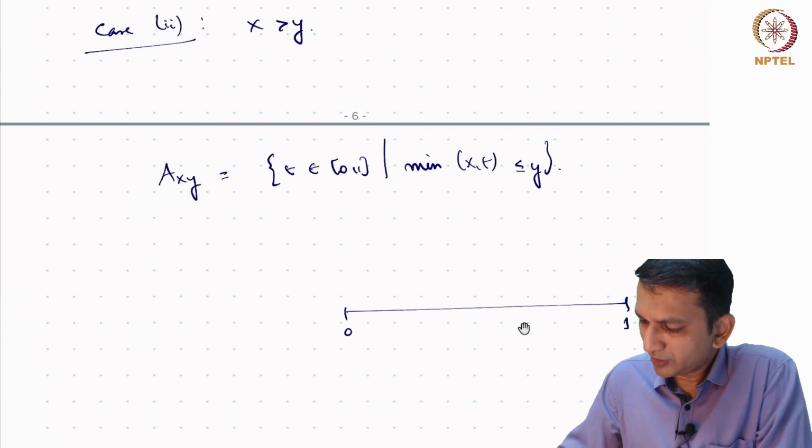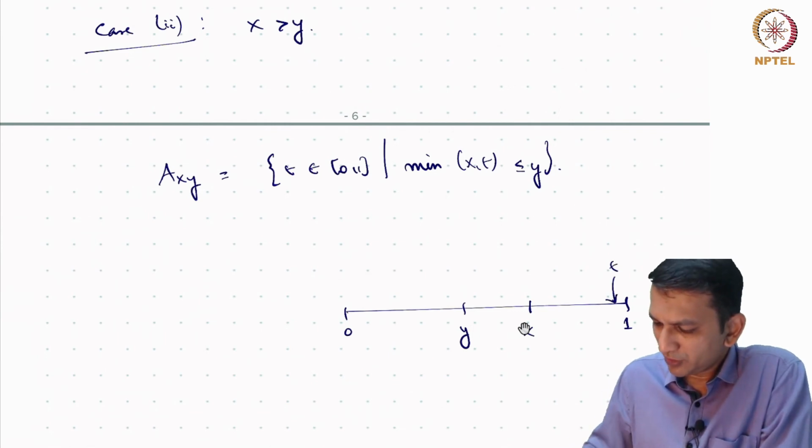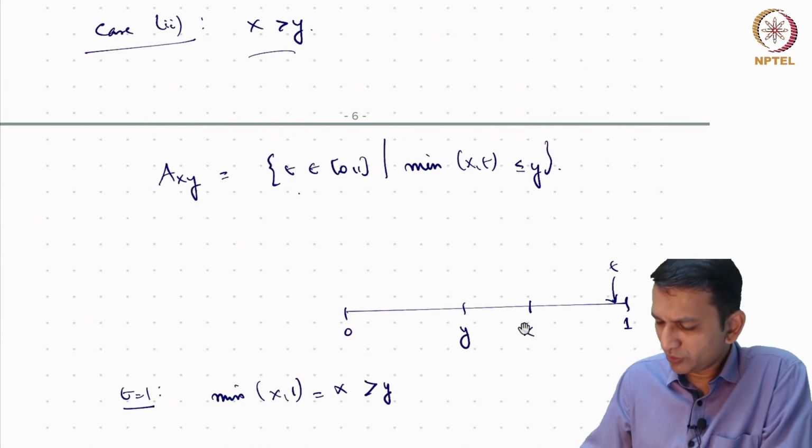Now y is here and x is here. Can I have t to be somewhere close to 1? What if t is actually equal to 1? Then we see that min of x comma 1 is equal to x, but it is greater than y under the assumption that we have. So t is equal to 1 is not going to work.